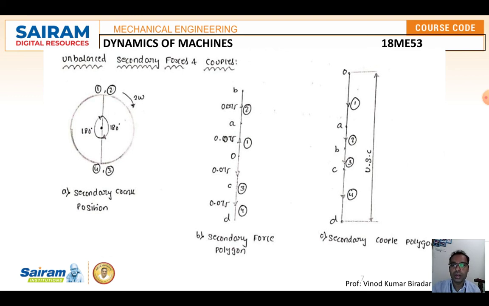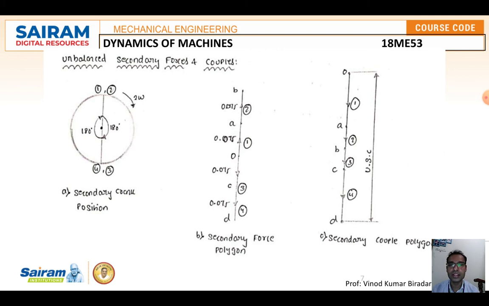Whatever value you get, you have to make it into 2 theta for the secondary. Otherwise, better to take the angle as 2 theta, that is 2 times the previous angle. The normal angle is given as 90 degrees, so multiplying by 2, 2 into 90 is 180 degrees. You construct 180 degrees and you get it like this.